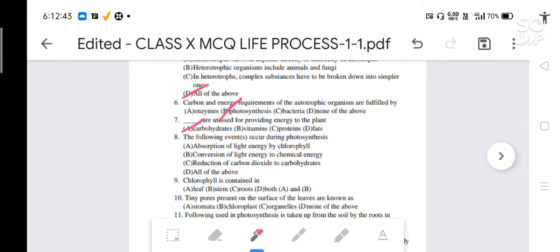Which of the following events occur during photosynthesis? We have to identify the events. Simply, all of the above are right. Absorption of light energy by chlorophyll is right. Conversion of light energy to chemical energy is also right. So we saw that both are right, meaning all of the above.